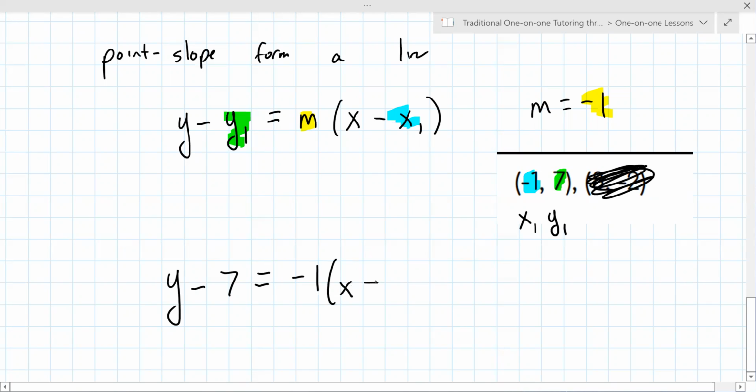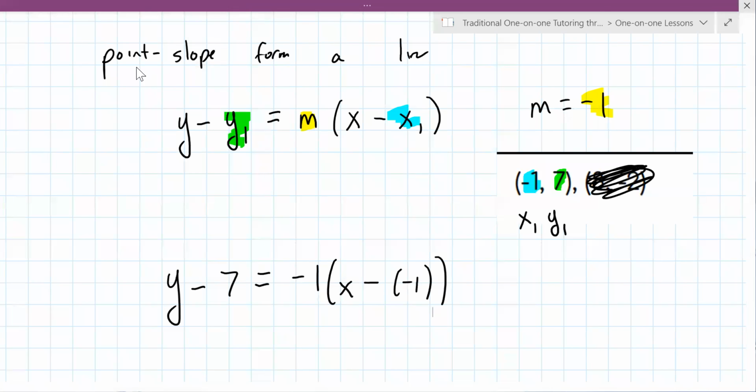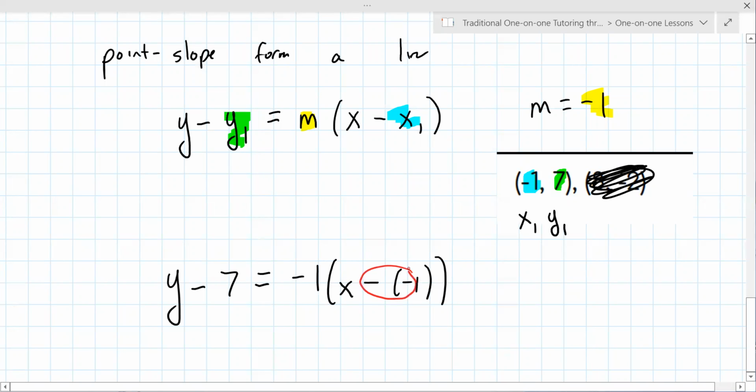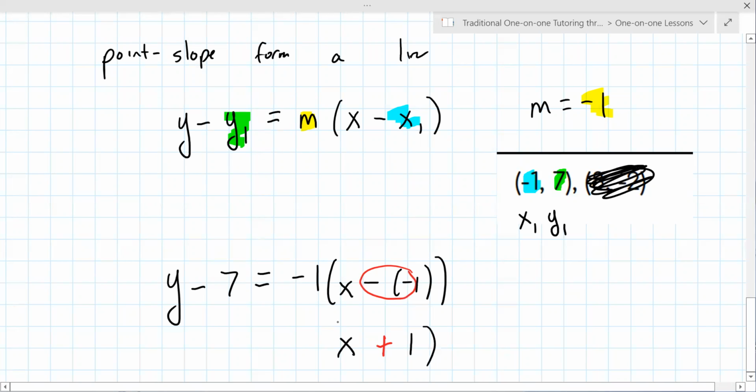x minus... Now this one's a little bit different because it's negative. So it's really -1 inside parentheses here. Whenever you substitute in for a negative number, it's good to put it in parentheses. There's one little piece left, and that is you have to combine the two negatives. What did the two negatives become? A positive. So you write a plus. It's x plus 1 there. -1 on the outside, y minus 7 equals.